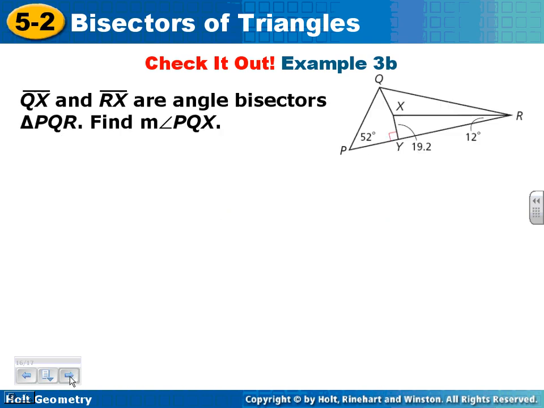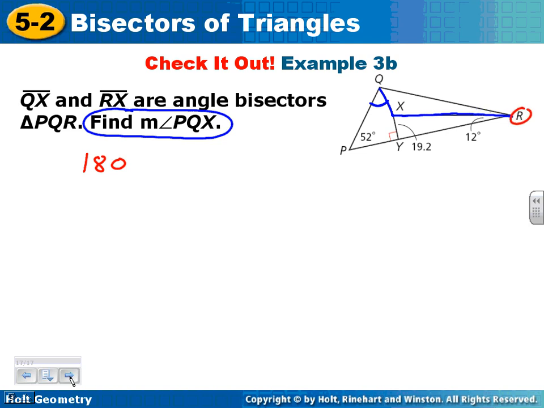One more. Talking about angle measures now. QX and RX are angle bisectors, so let's put those in blue. QX is an angle bisector. RX is an angle bisector. Find the measure of PQX. So I'm trying to find this measure right there. Find the measure of PQX. Well, I'm going to use the rule of 180. So let's start adding up the triangle here.